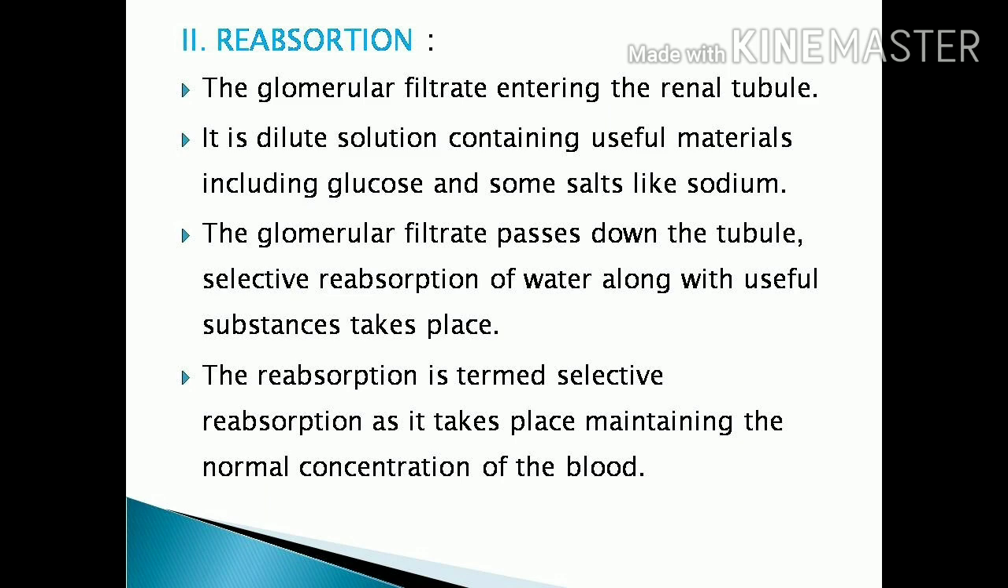Almost all glucose, amino acids and some inorganic salts are reabsorbed from the nephric filtrate in the PCT, that is, in the proximal convoluted tubule. Our body requires the glucose and some of the inorganic salts, so reabsorption takes place in the PCT from the glomerular filtrate or nephric filtrate.